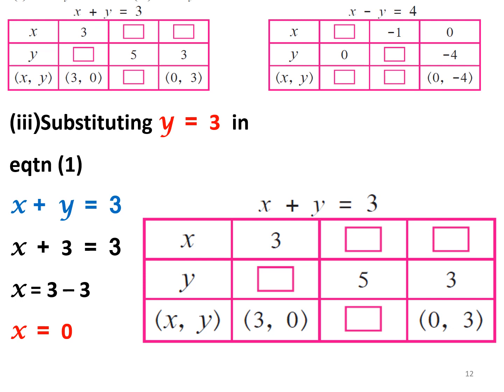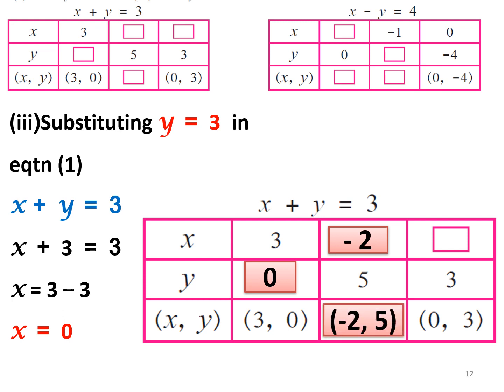Let's complete the tabular column now. When x = 3, the value of y is 0. When the value of y is 5, then the value of x is -2. Therefore, the xy coordinate becomes (-2, 5). When the value of y is 3, the value of x is 0. Now we move to the second equation.